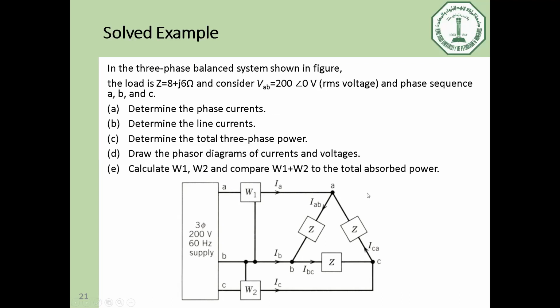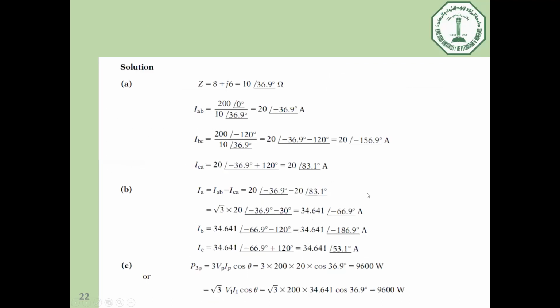So we don't need to convert here. Simply, IAB equals VAB, which was 200 volts, divided by the impedance, which is 10 at angle 36.9, after converting from Cartesian to polar form. And this is the value of the current now: 20 at angle minus 36.9.